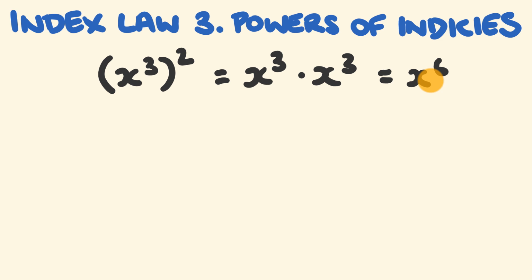What's gone on with our powers here? As you can see, we have 3 and 2, and we have 6 over here. What we do, we multiply these two powers here. So this gives us index law 3.